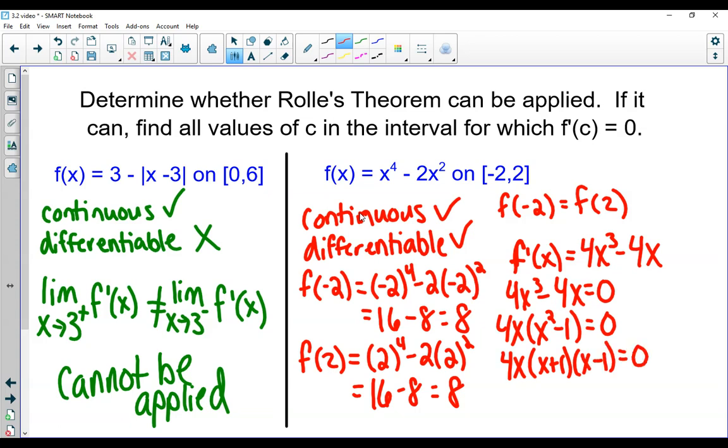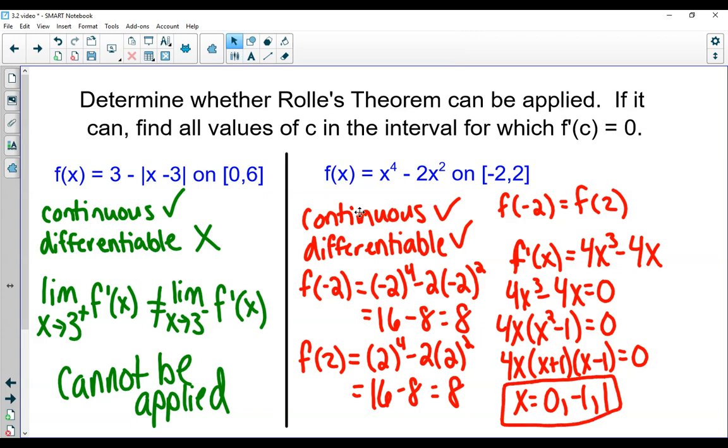It looks like I get values of x at 0, -1, and +1. So again, Rolle's theorem guarantees at least one value. In this case, we found 3 values of C, or in this case we use x, but 3 values where the derivative is equal to 0. So here are the x values that we were looking for.